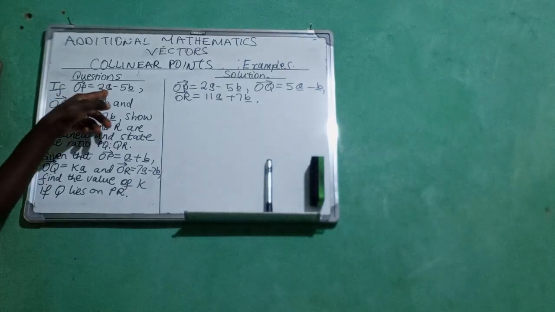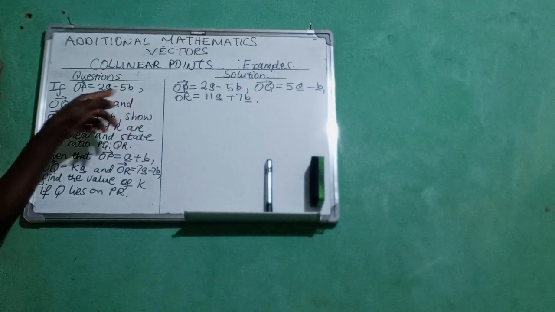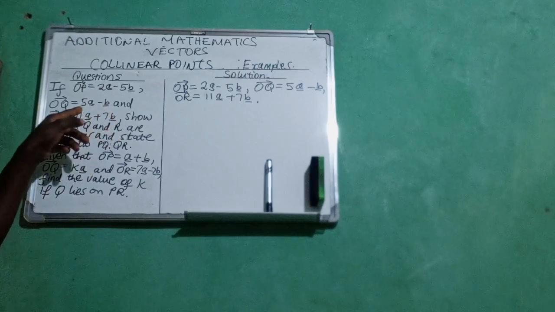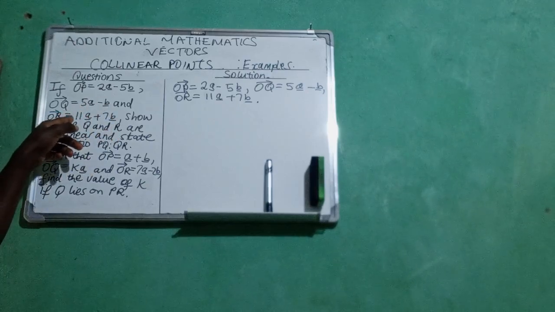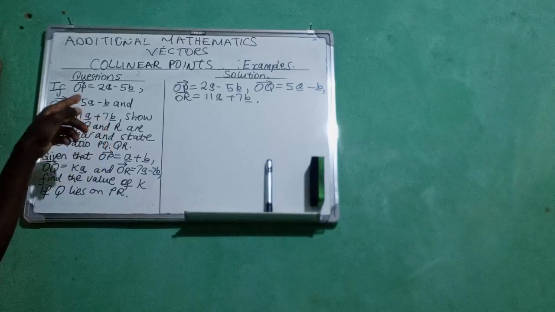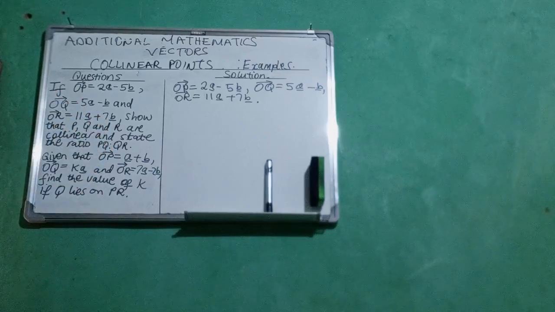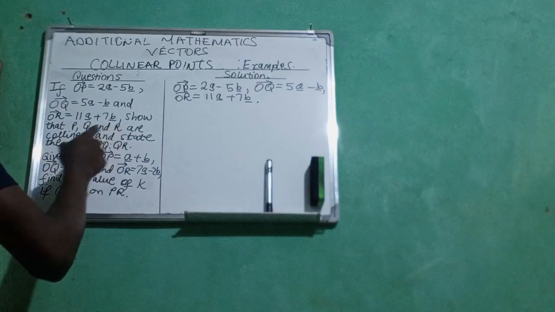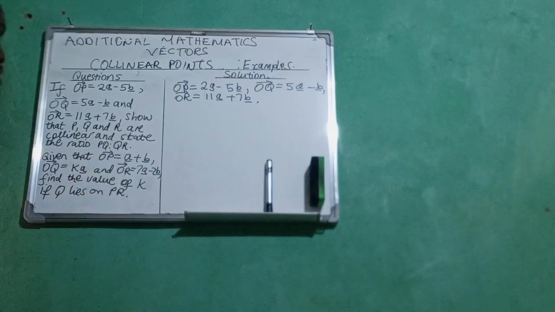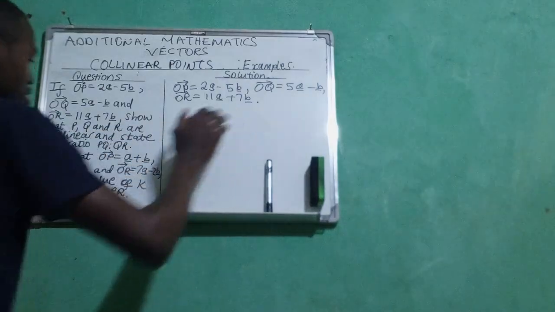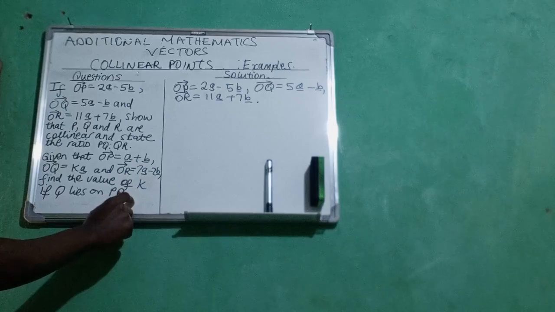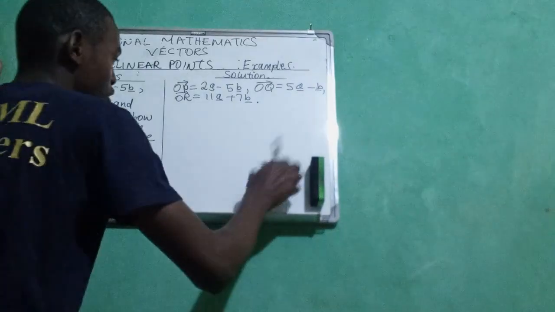If OP is equal to 2 of vector A minus 5B, OQ is equal to 5 of vector A minus vector B, and OR is equal to 11 of vector A plus 7 of vector B. Show that P, Q and R are collinear and state the ratio PQ to QR. So I've written the vectors here. This question ends here, and the other one will be answered in the next video.